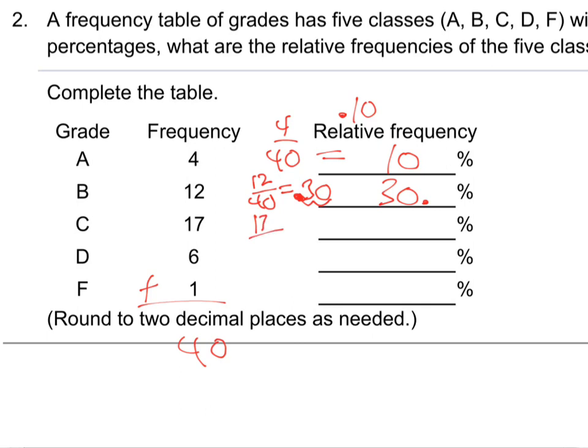42.5. Is that the next one? So 17 out of 40, 42.5%. 6 out of 40, 15%. And 1 out of 40, 2.5%.